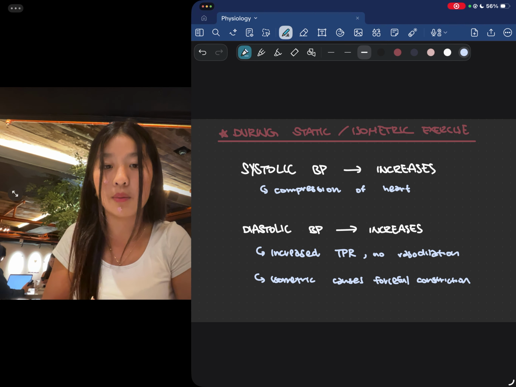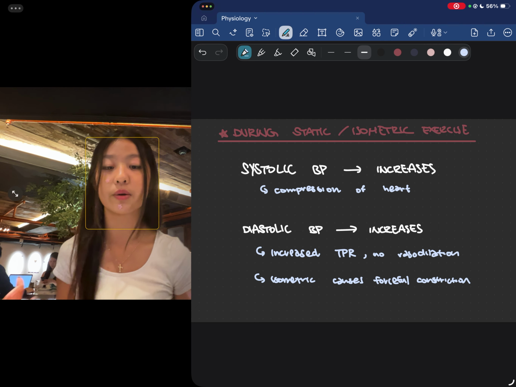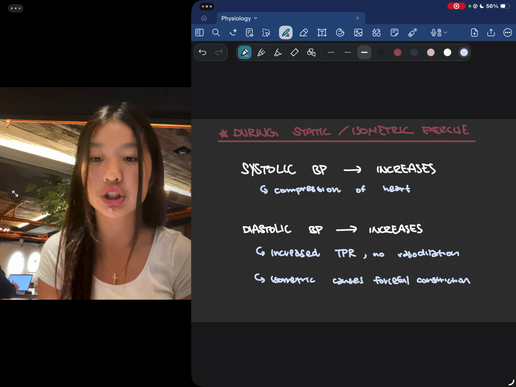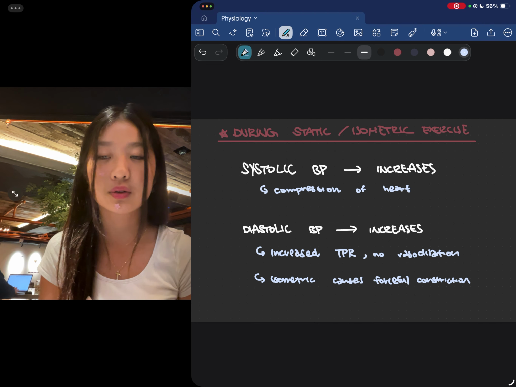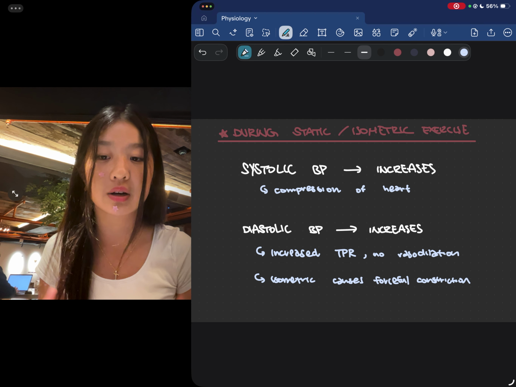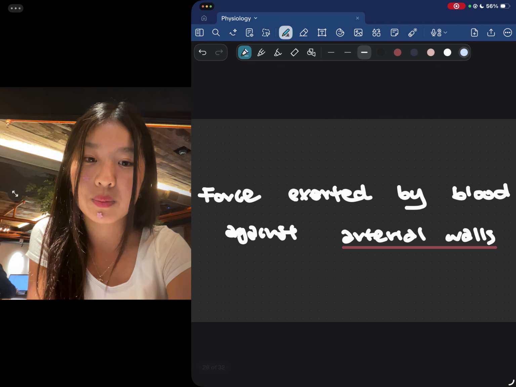For the systolic blood pressure number, that's kind of the same concept, but for the diastolic one, because of this contraction and compression of the blood vessels, it causes forceful constriction, and therefore there's greater pressure exerted and your diastolic number would also increase. And that is everything on blood pressure.